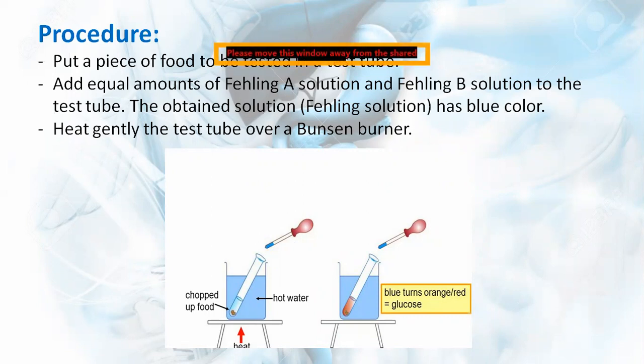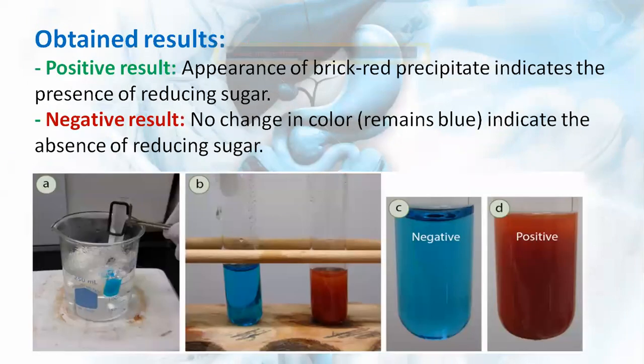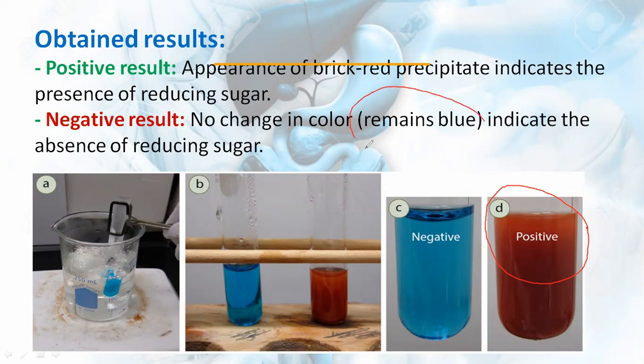What is the procedure? What are the steps? Put a piece of food in a test tube, add equal drops of Fehling A and Fehling B in a solution, and the solution will be heated over the Bunsen burner, the source of heat. The Fehling solution has a blue color. If we have a positive result, meaning that we have reducing sugar, the color will be a brick red precipitate, as shown here. However, if it's a negative result, there is no change in color, so the color will remain blue.